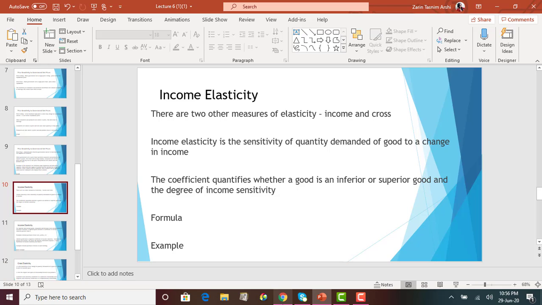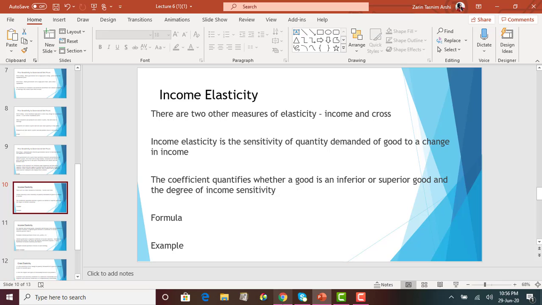Okay, then there is another concept called income elasticity of demand. We looked at price elasticity of demand, we looked at price elasticity of supply, then we move on to income elasticity of demand. There's also another one called cross elasticity of demand, which we are going to look at shortly. So income elasticity is basically the responsiveness or sensitivity of quantity demanded of a good to a change in income. So if the income of people goes up, how will the quantity demanded for a particular type of good be affected, or how will people respond to quantity demanded for a particular type of good if their income goes up.